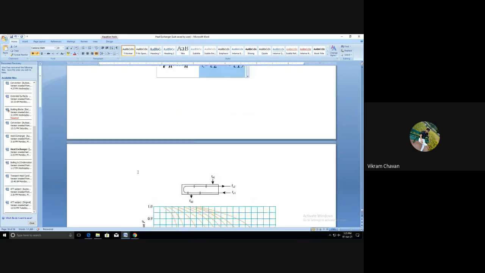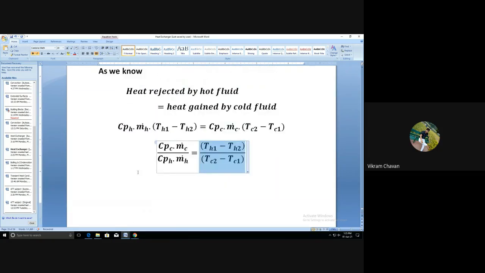Is everyone getting it about the correction factor? When do we have to use the correction factor? When there are multiple passes: multiple shells and multiple passes, or a single shell and multiple passes.